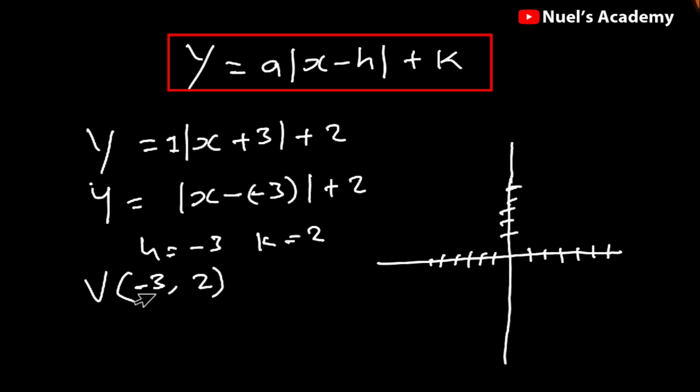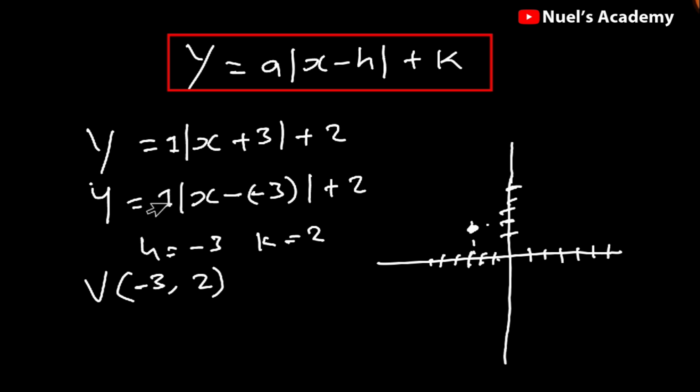So let's plot these coordinates. When x is -3, y is 2. So I have 1, 2, 3. Then this point, then y is 2, 1, 2. So let's trace it. Alright, so here is it. And then here is the vertex.